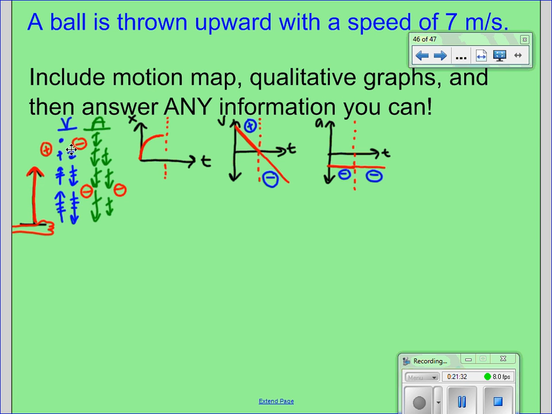Let's finish it out by drawing our position graph. Our position graph was originally curving down in the beginning to show that it was moving away from the origin, slowing down. But now, on the way back, it's moving back towards the origin, speeding up. So it creates a bell curve just like that. So this would be the full motion of the ball being thrown upward and then coming back down towards the origin.